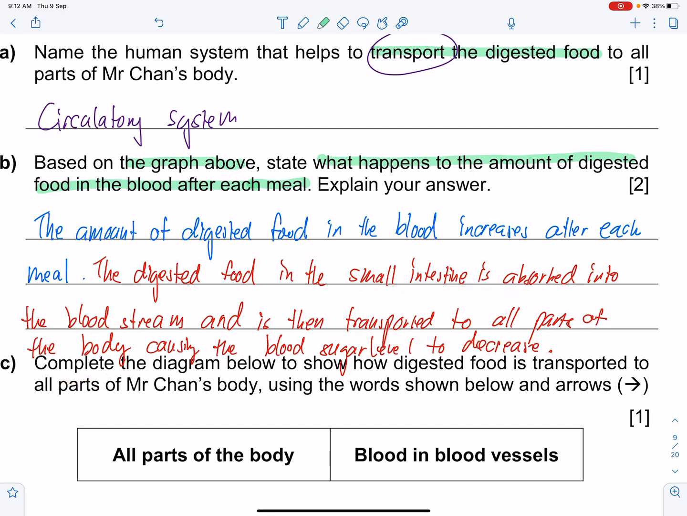Let me just change this blood sugar level. Give me a second. It's not wrong, it's correct. It's just that it's too high level an answer for you. Let me change this, causing the amount of digested food in the blood to decrease.